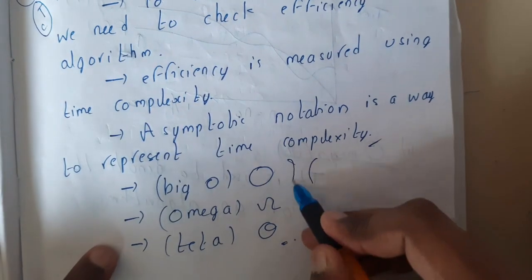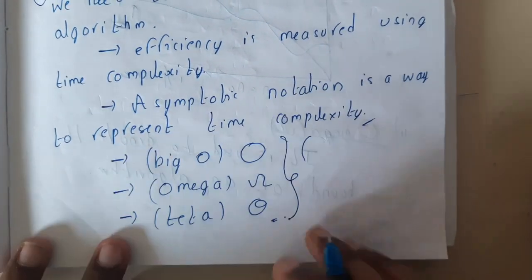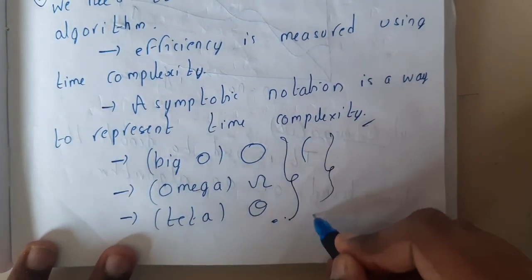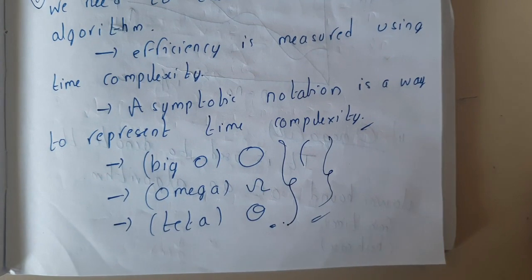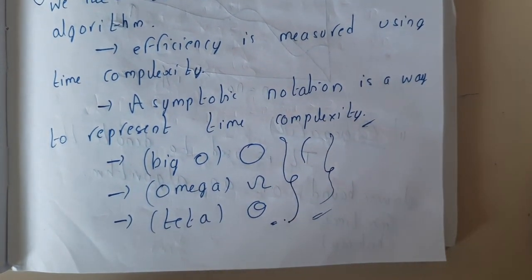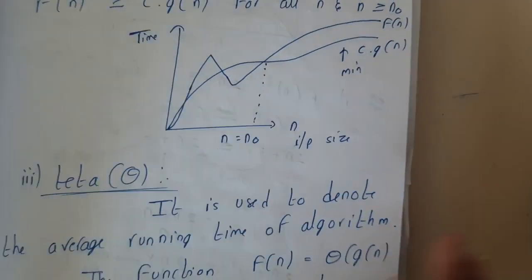These are the three representations of asymptotic notations: big O, omega and theta. I think we already discussed these three, exactly the same concepts, in data structures. So it is just a revision of those. Okay, so let us continue here.